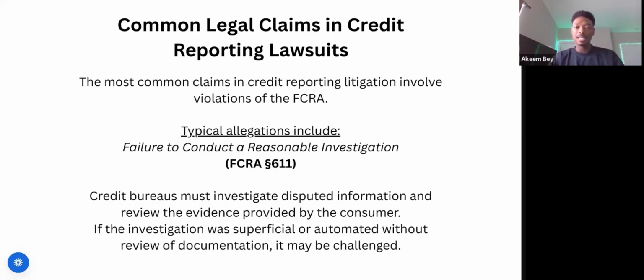The most common claims in credit reporting litigation involve violation of the FCRA, right? Typical allegations include failure to conduct a reasonable investigation under Section 611, where credit bureaus must investigate the disputed information and review the evidence provided by you. And if the investigation was superficial or automated without review of documentation, it can be challenged, which happens every single time. This is why this is the perfect alley-oop and slam dunk for you if you follow this dispute process for the 4 rounds and you get to this point, right? It's foolproof, guys.